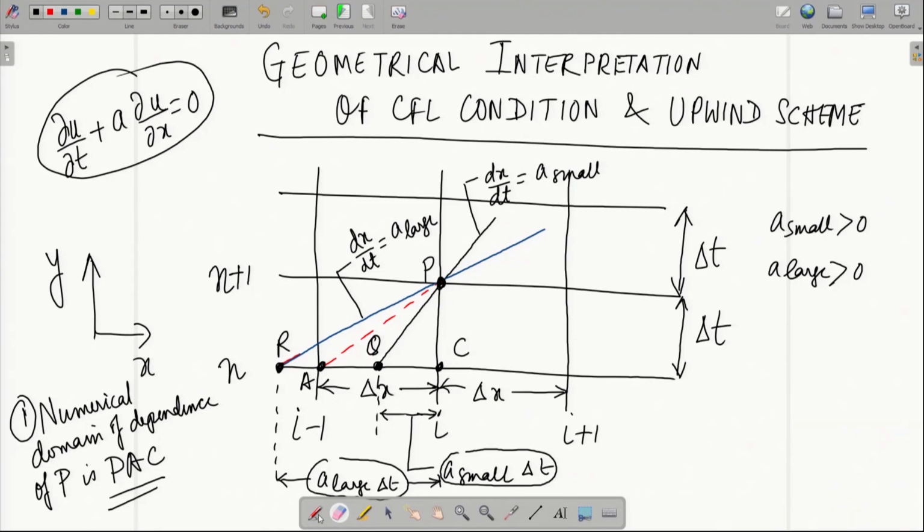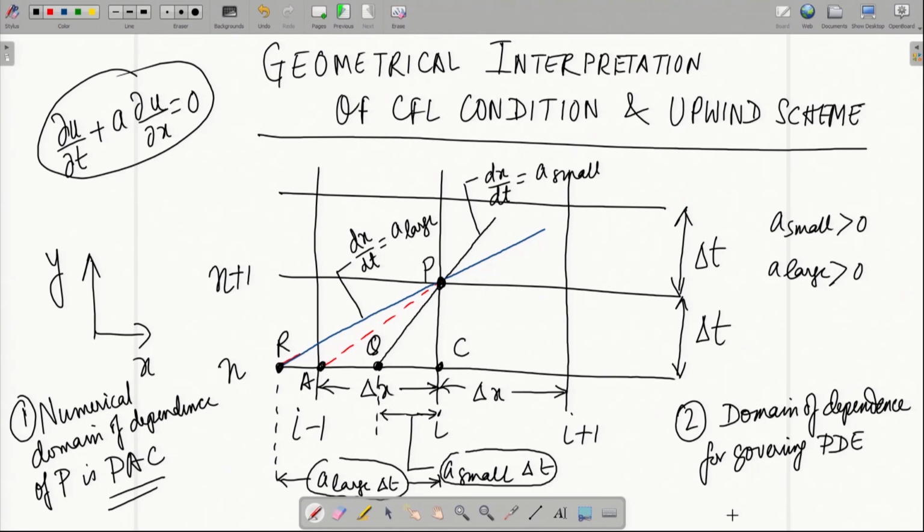and we will define another domain, the domain of dependence for the governing partial differential equation, which is the linear wave equation, and that happens to be P Q C for the wave with a small velocity. So, we will call it a small wave, and the domain of dependence for the governing equation is going to be P R C for the wave which has a wave speed of a large. Now, what do we mean?